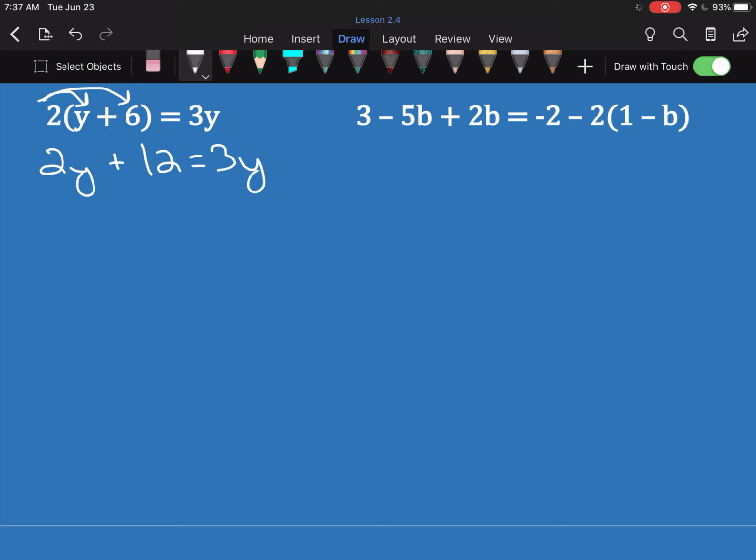Now if we draw our boxes, which I'm not going to be able to erase this time, but that's not a problem. In the left-hand box, I have 2y and 12. Those aren't like terms. They can't combine. In the right-hand box, I have 3y. That's by itself. I can't do anything with it. So now we just bring all the variables to the left side. So this 3y is on the right. It's got to come over.